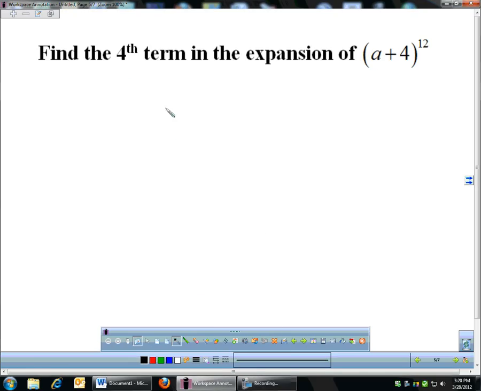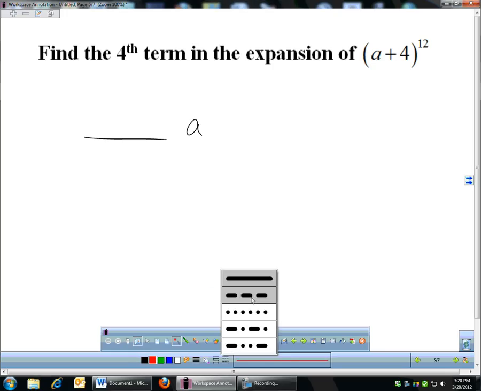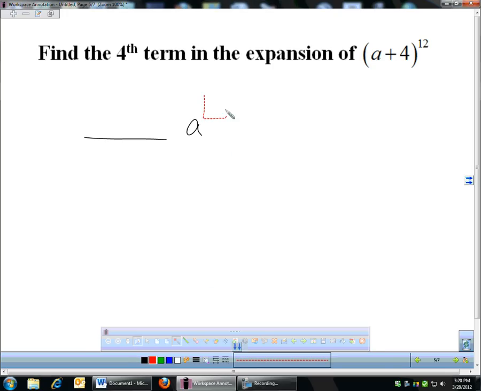So if I want to go straight to the fourth term, I'm not going to write every single term up to the fourth term. I know I'm going to have some coefficient, and then I know I'm going to have a to some exponent, so I'm going to put a little box here. So I'm going to have some exponent on a, and then I'm also going to have some exponent on 4. So it's 4 to some power. So I'm going to have to find an exponent for 4 also.